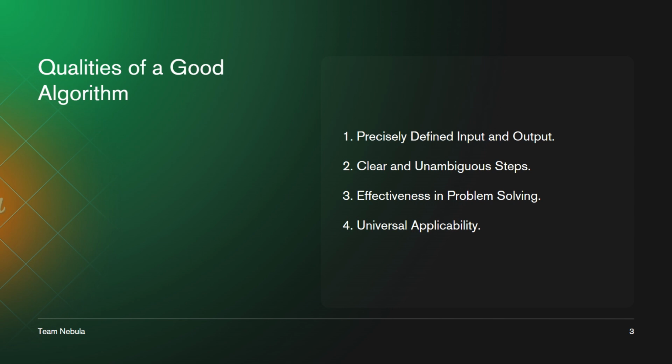Clear and unambiguous steps. Each step in an algorithm should be crystal clear and unambiguous. Ambiguity can lead to confusion, making the algorithm difficult to follow.